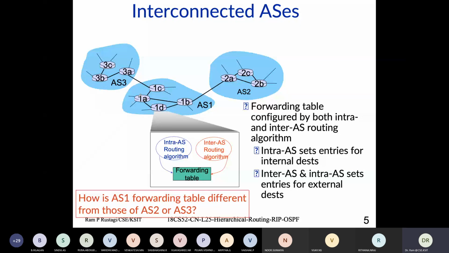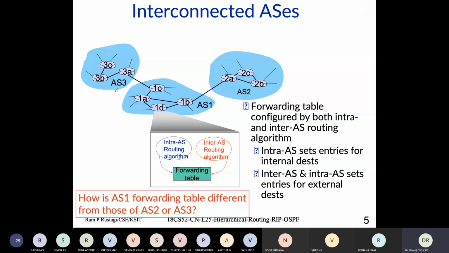Same way, any router in AS2, when it gets a packet for network X here and network Z here, knows that the packet has to go to 2A, and 2A will take it and it goes out. It doesn't matter whether the packet is for X or for Z, it always goes via the single gateway.